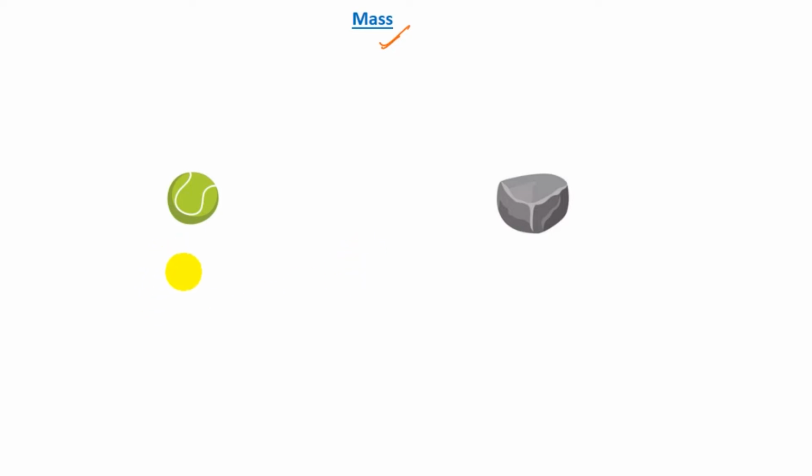For example, here you have two objects. This is a tennis ball and this is a heavy stone, and you want to throw these objects into the air. Now clearly in this case the required force is less, and in this case the force involved is much higher. Thus the greater the mass of the object, the more force is required to change its motion.